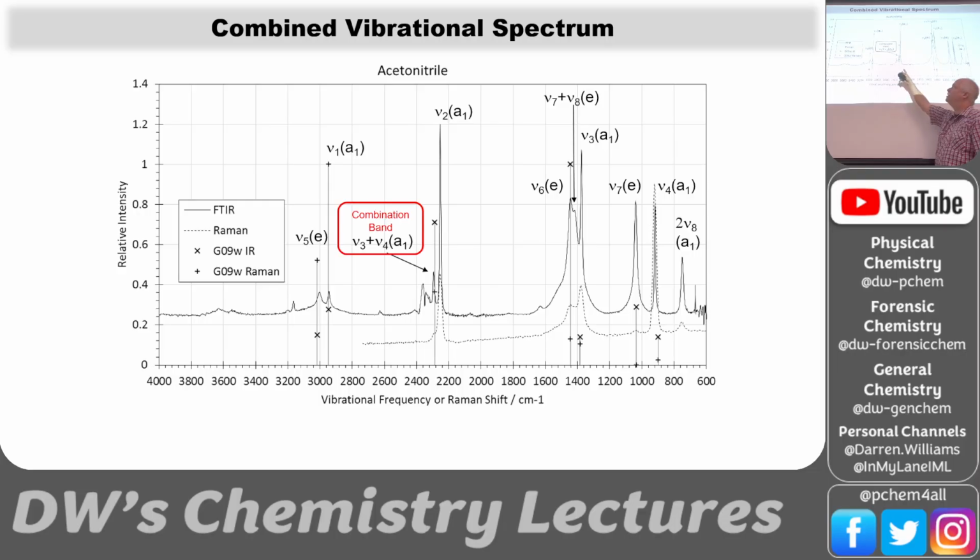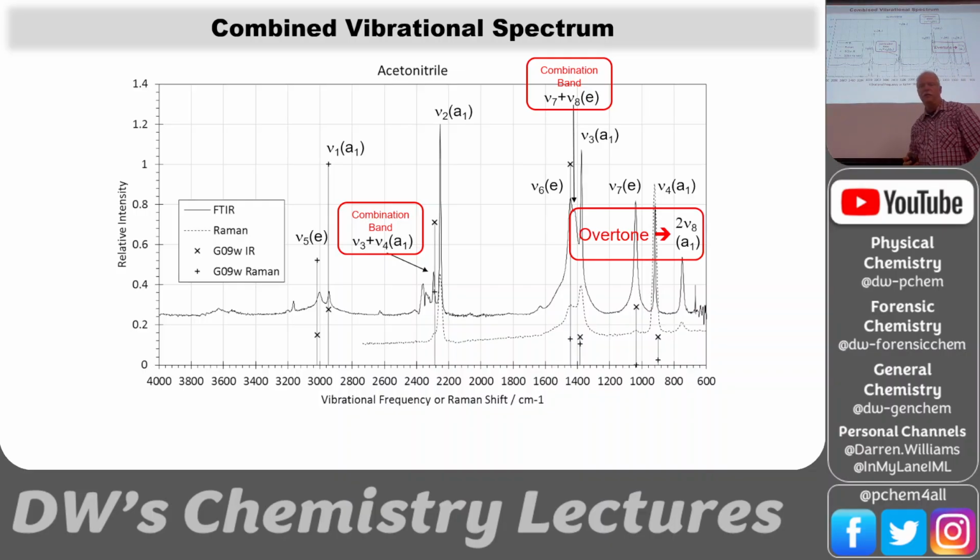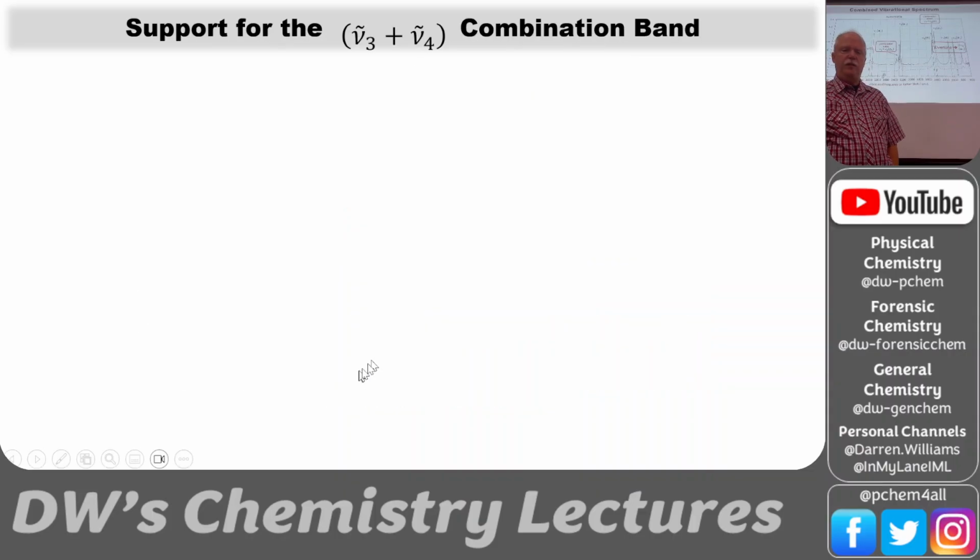So we see this combination band, nu3 plus nu4. And we see this combination here, nu7 plus nu8. And then over here we have the overtone of nu8. So the 2 nu8 is over here. So let's look at some of these.